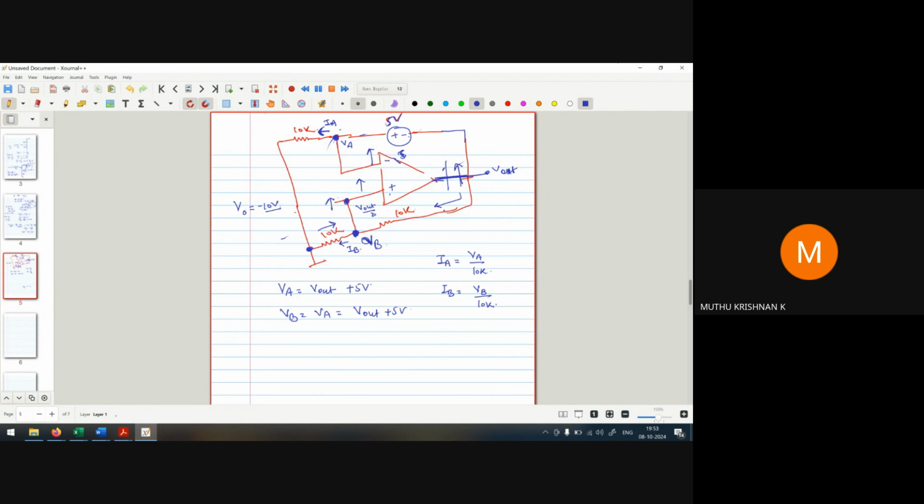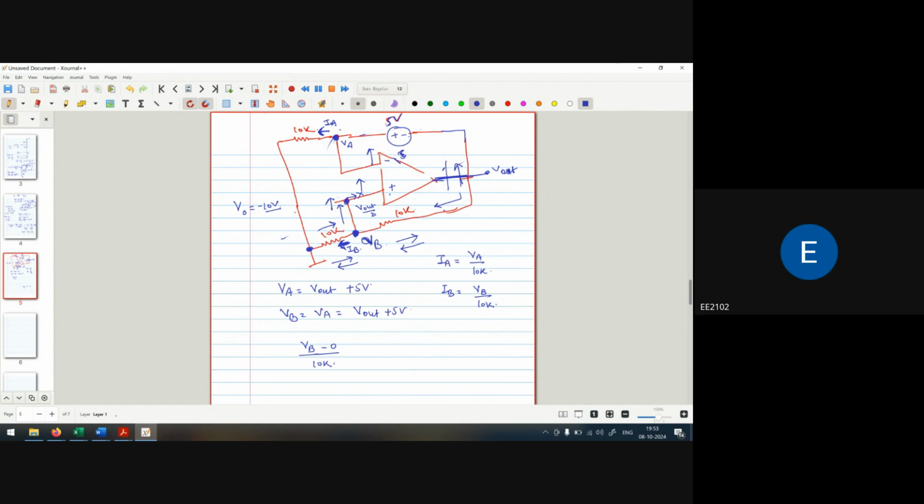Wait a minute. If both currents are coming in, the current is going in this direction as outgoing current, and it is not possible to point the current in this direction. So if this is the direction of current, the current will be going in this direction, and if it is the direction of current, the current will be going in this direction. Why? Because no current will be going in this direction. So it becomes VB minus 0 upon 10K. I am saying this is the direction of current.